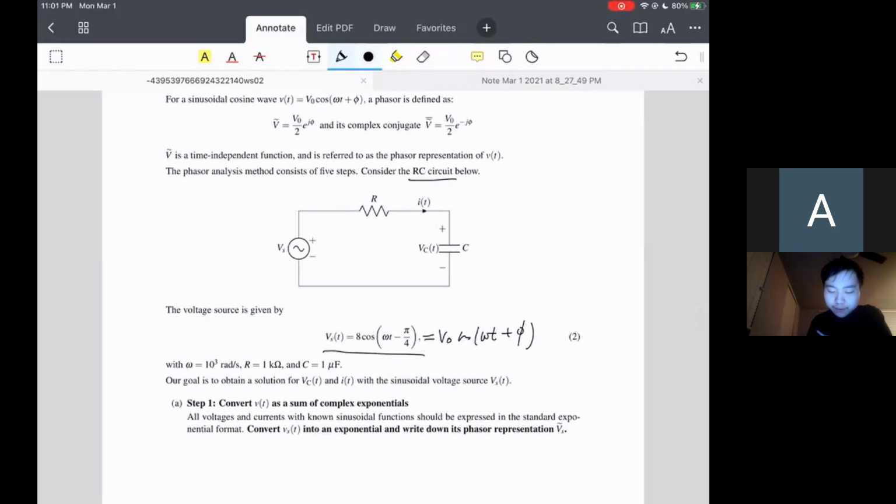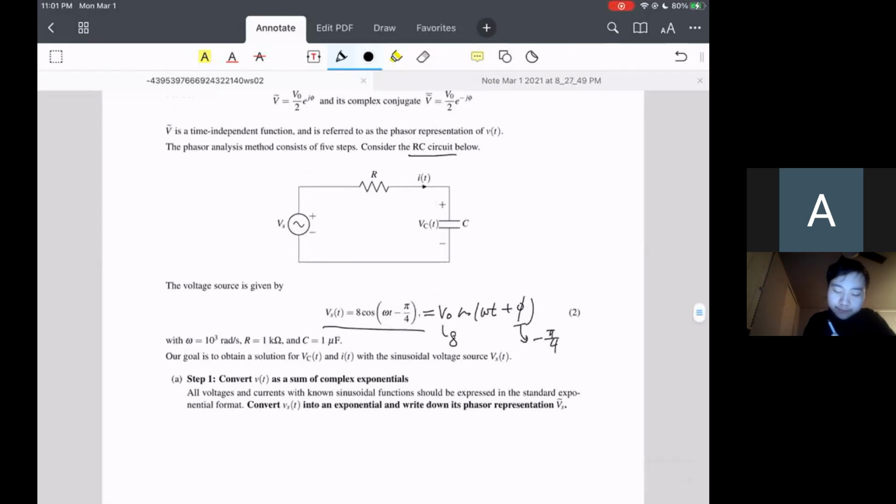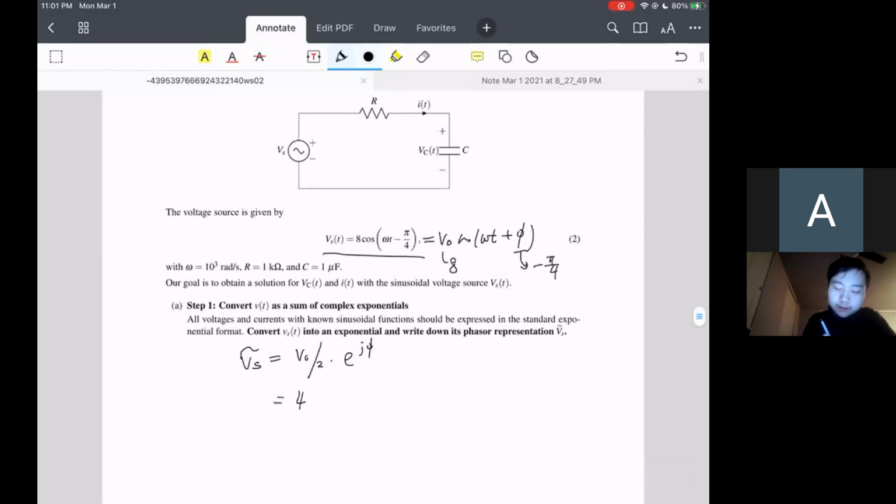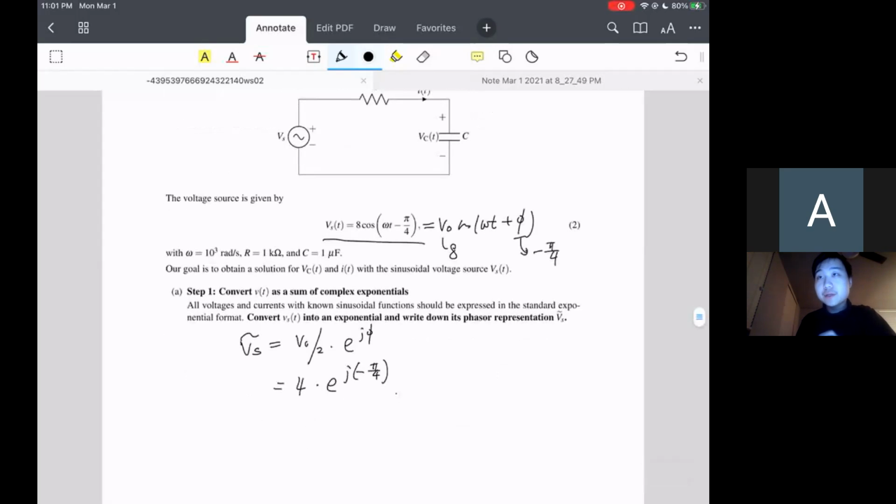So step 1, we want to convert Vs of t into an exponential and write out its phasor representation, Vs tilde. Since we know that Vs of t can be written as V0 times cosine of omega t plus phi, we know the V0 here is actually 8, and phi is actually negative pi over 4. That means the Vs tilde is equal to V0 over 2 times e to the j phi, which is 4 times e to the j negative pi over 4. Okay. And that is the phasor representation of our input.